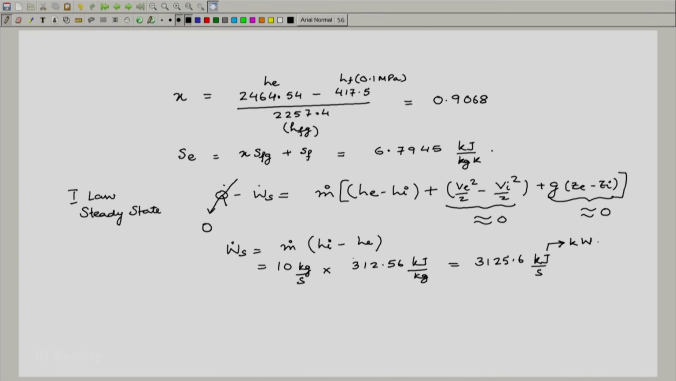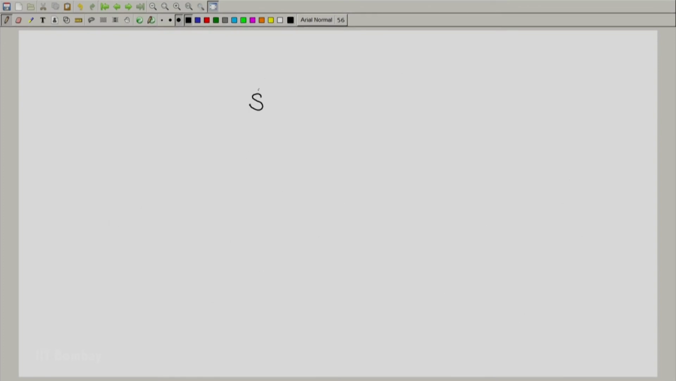What about the entropy production rate? We realize that the second law, when we wrote it, would have been m dot Se minus Si is equal to Q dot by T plus S dot P, where S dot P is greater than or equal to 0. It is adiabatic, so this is 0. So, what we have is S dot P is nothing but m dot Se minus Si, and this is 10 kilograms per second, and we multiply it by the difference between Se and Si.